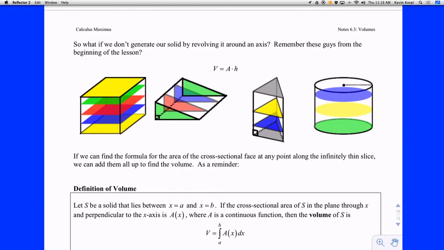Okay. There's one last type of volume that we're going to find in this section. And it's a volume of a solid that is not formed by revolving a region around an axis. Okay? It's a volume of a solid for which we still know the area of the face of the cross-section, but we're going to be building these by stacking known geometric shapes onto slabs. All right, so let me show you what that looks like.